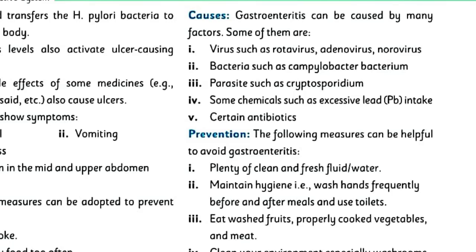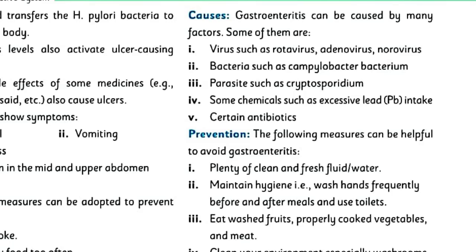Causes. Gastroenteritis can be caused by many factors. Some of them are: 1. A virus such as rotavirus, adenovirus, norovirus. 2. Bacteria such as Campylobacter bacterium. 3. Parasites such as Cryptosporidium. 4. Some chemicals such as excessive lead intake via certain antibiotics.